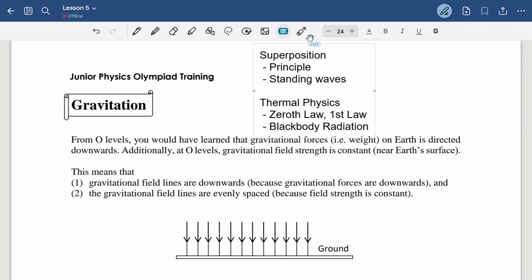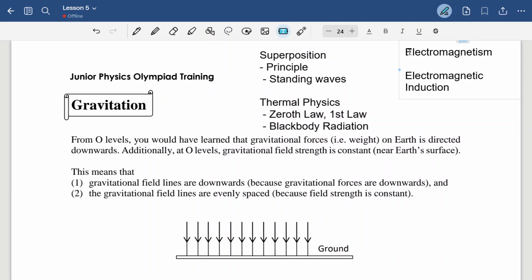Then the last thing that you need to read from a textbook is electromagnetism and electromagnetic induction. These are the third last and second last chapters in your textbook. Now, your textbook also has nuclear physics, so that part, while it's in your O-level syllabus, is not in the Olympiad. You can skip that part first.